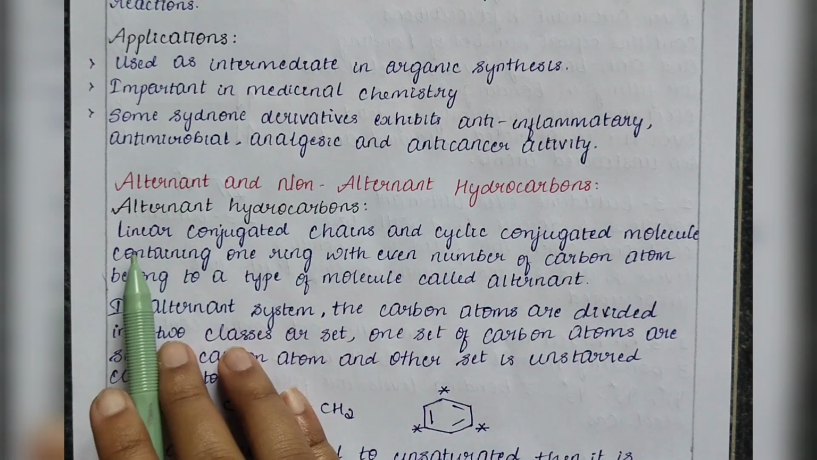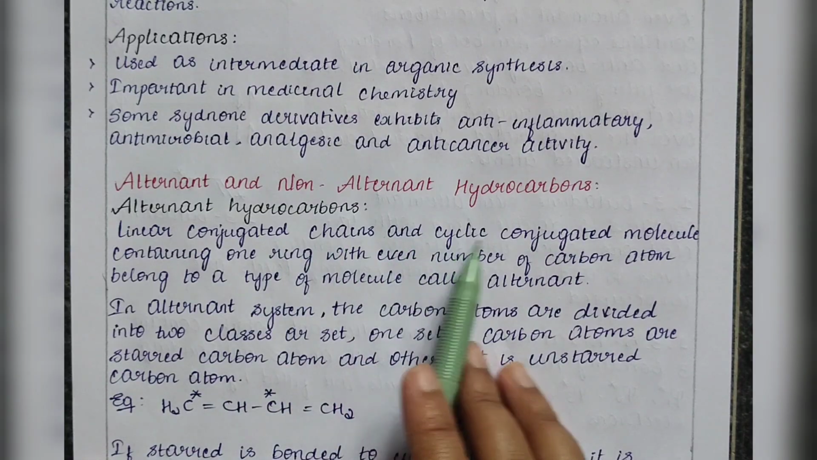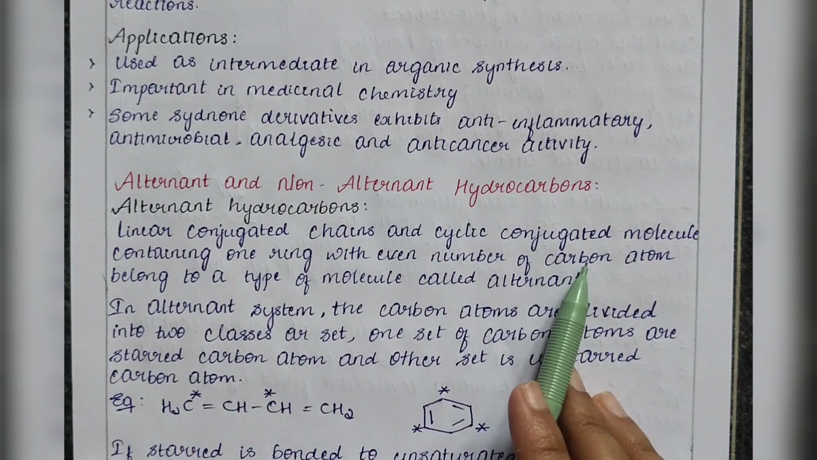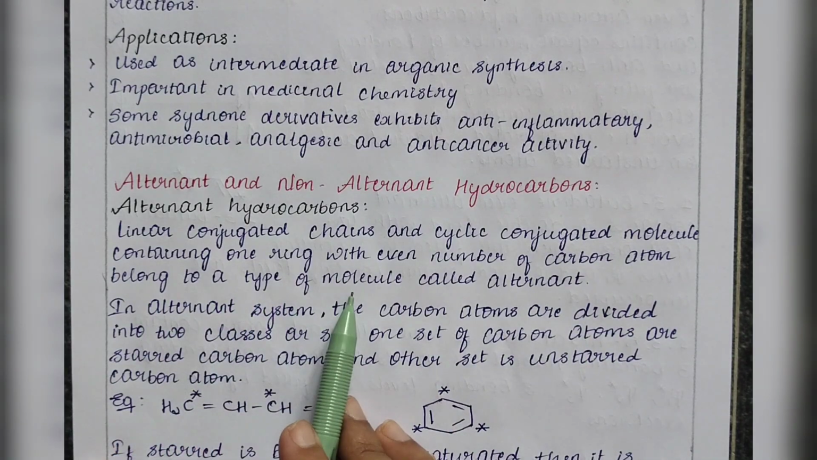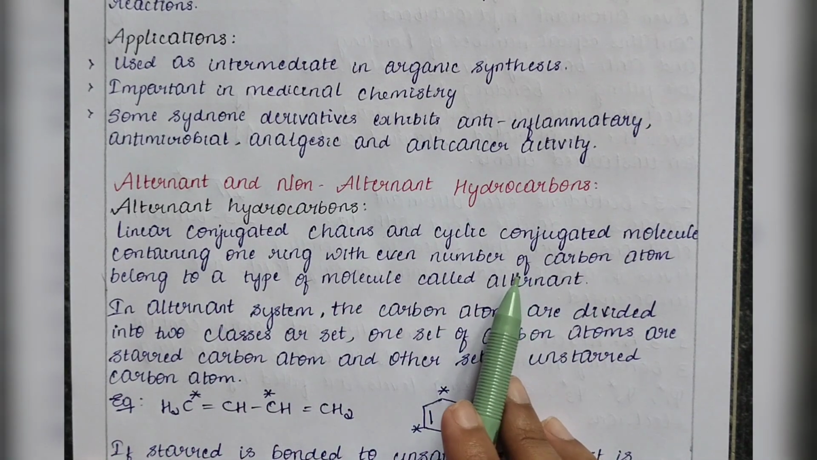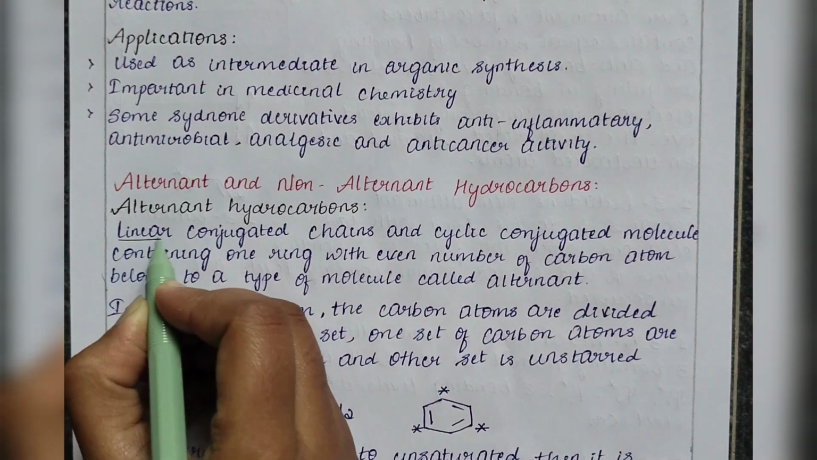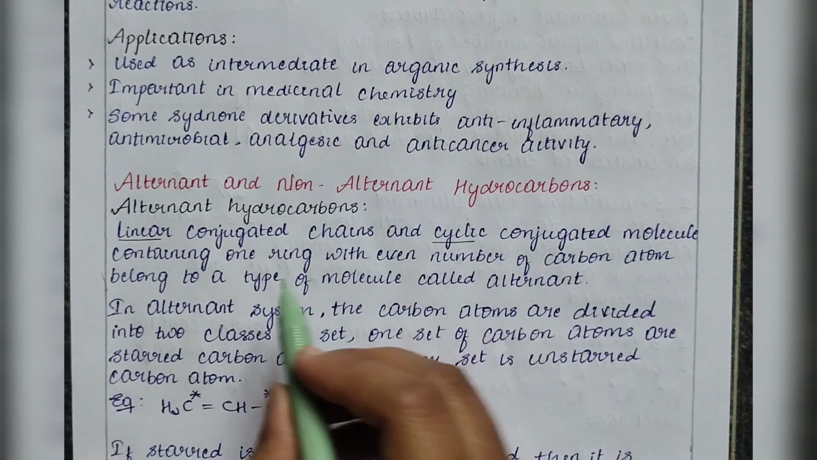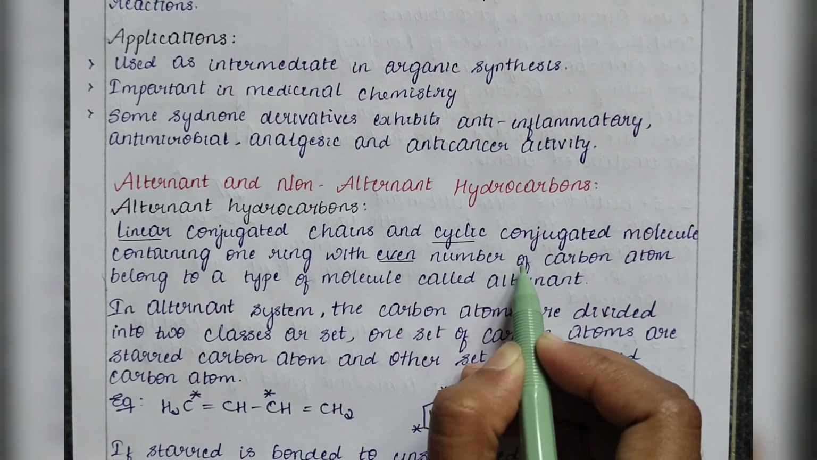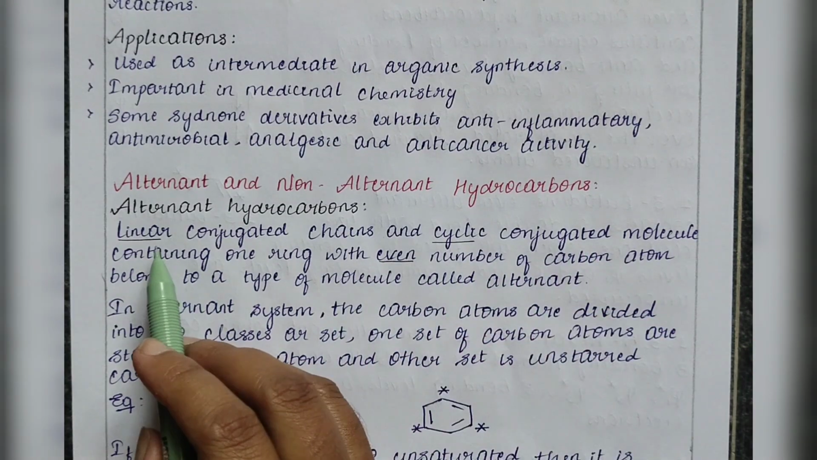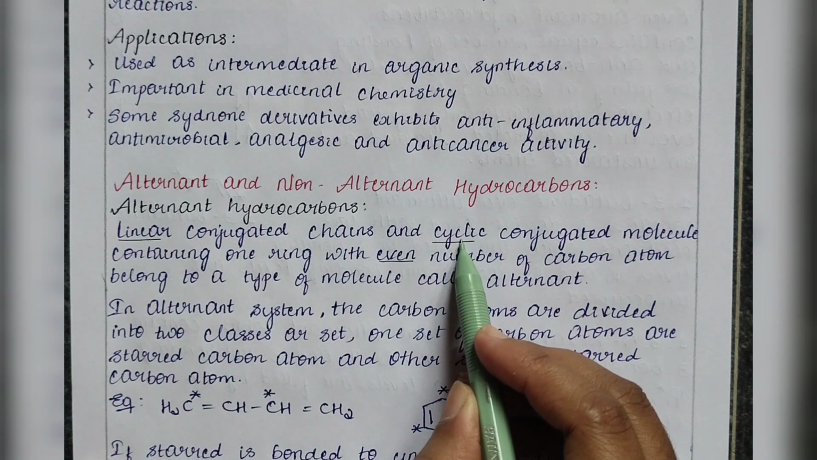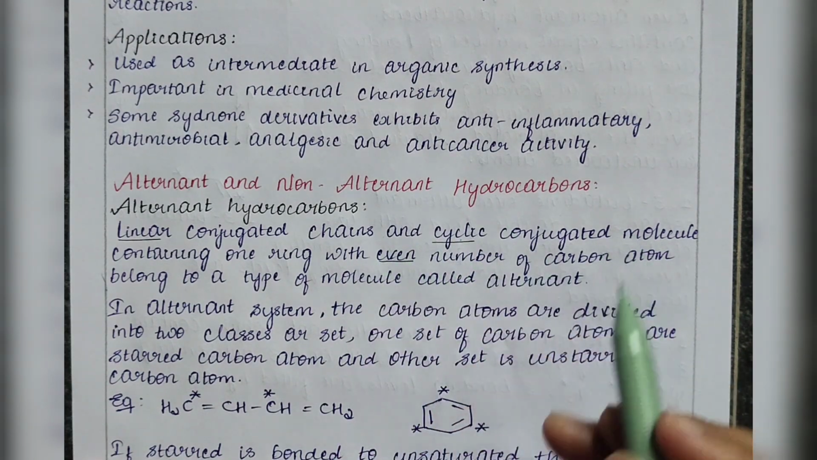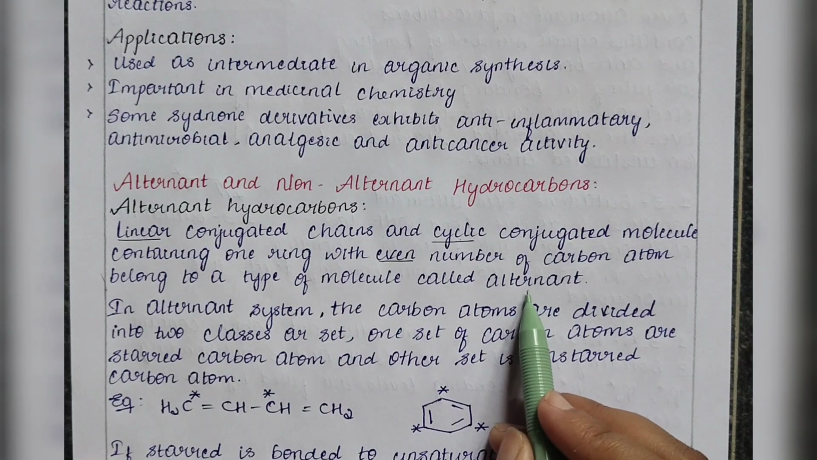Alternant hydrocarbons: linear conjugated chains and cyclic conjugated molecules containing one ring with an even number of carbon atoms belong to a type of molecule called alternant. So here mainly we'll consider linear chains and also cyclic conjugated molecules which contain an even number of carbon atoms. So the hydrocarbons which are either linear or cyclic in nature and, most importantly, contain an even number of carbon atoms are called alternant hydrocarbons.